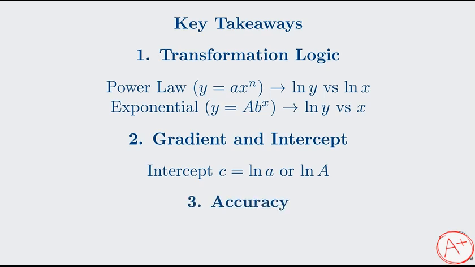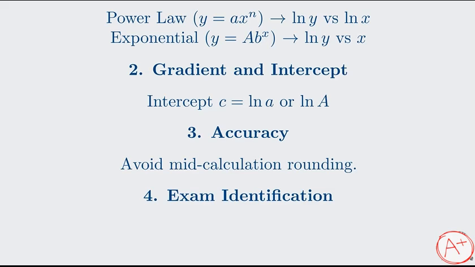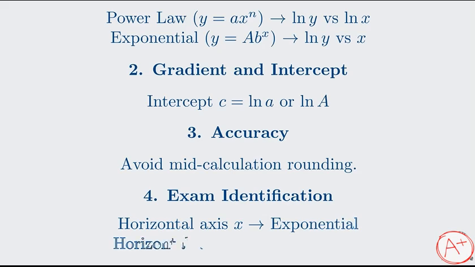Third, accuracy is absolutely crucial in Cambridge exams. Never round your values for the gradient or intercept mid-calculation. Keep the full precision on your calculator until you reach the final constants. Fourth, for identification, check your axes carefully. If the horizontal axis is x, the model is exponential. If the horizontal axis is natural log of x, you are dealing with a power law.